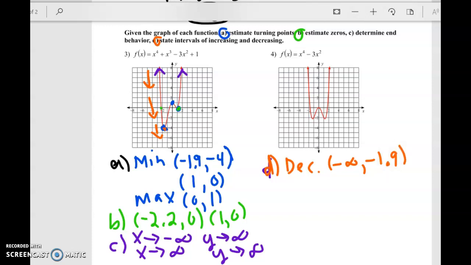So the intervals of increasing and decreasing will work hand in hand with the mins and max. So at -1.9, you notice my function starts going up. So then I'm increasing from -1.9. And I stop increasing at this maximum at 0, 1. So I'm increasing all the way to x is 0 right here. And then I start decreasing again. So from 0 to my other x-intercept at 1, this little piece right here is decreasing. And then I finish at 1 and I start going up forever.